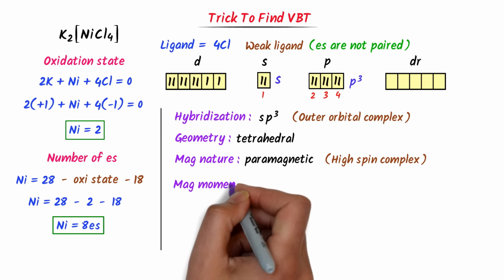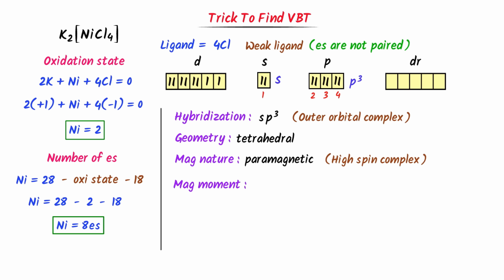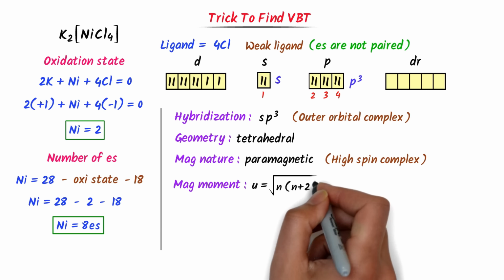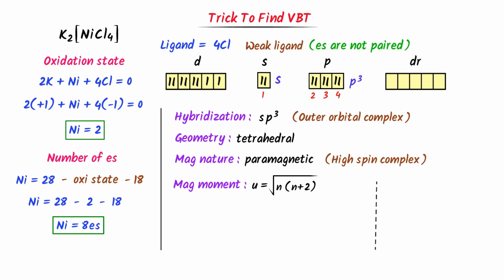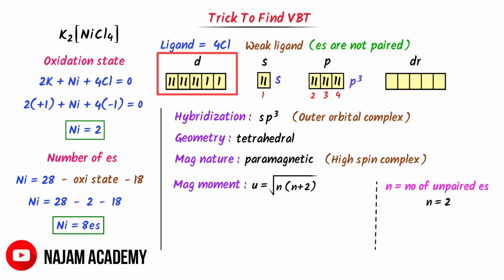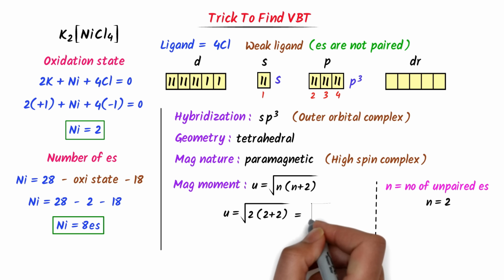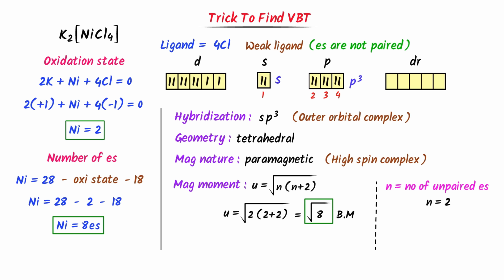Now what about magnetic moment? Well, we know that magnetic moment mu equals under root n into n plus 2. Here n is the number of unpaired electrons. We can see that there are 2 unpaired electrons. So the value of n equals 2. I put it in this equation. I get mu equals under root 8 BM. This BM means Bohr magneton, and it is the unit of magnetic moment.